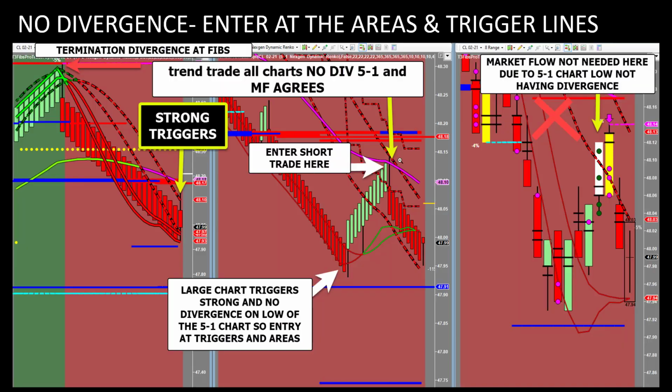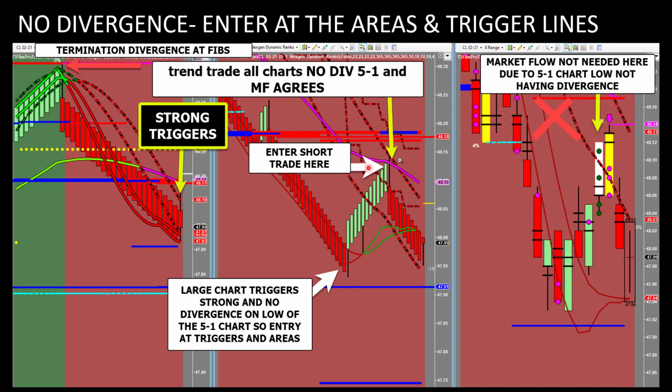The following slide depicts a short trade setup. The first thing to notice is that the large 13 chart makes a termination condition at Fibonacci resistance at the top. This is followed by a breakout of support, followed by a strong trigger line condition conducive to short trade on the small chart. When deciding how to enter on the 5 chart, recognize that the 5 chart has no divergence on the low, combined with a clear resistance and trigger line entry for a short position.